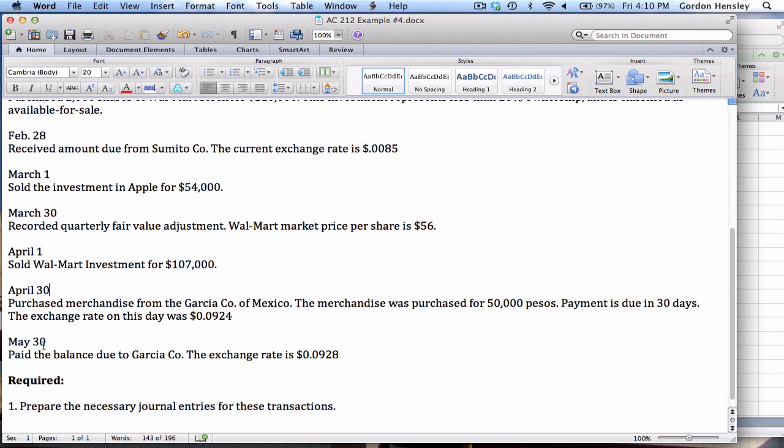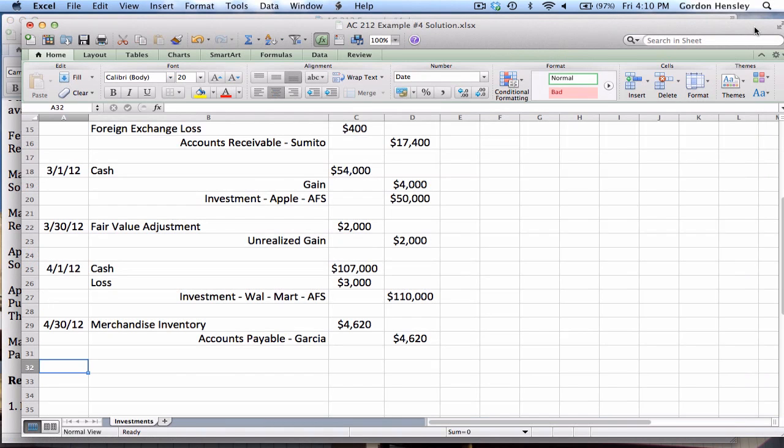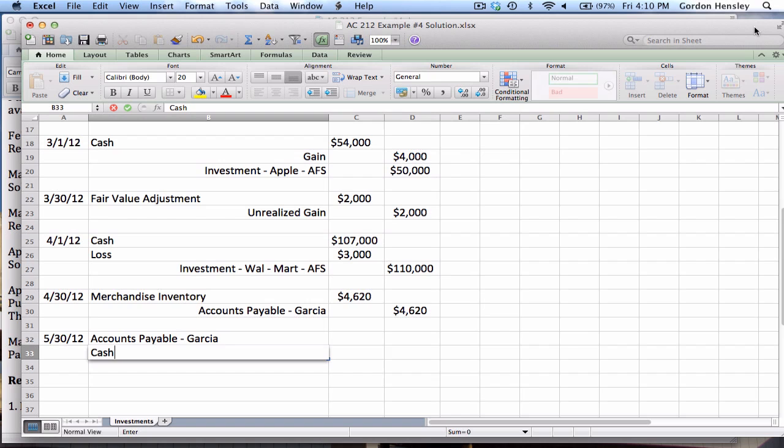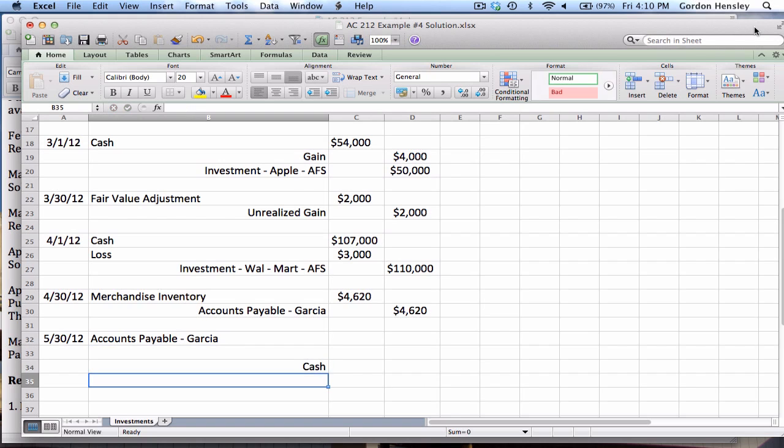And then the final transaction on May the 30th, we're going to pay the balance due to Garcia Company, and the current exchange is 0.0928. So this will be on May the 30th. We're going to pay them the amount due, which means we're going to get rid of the account payable. And we're going to pay for it with cash. But I better skip a space and give myself some extra room on cash.